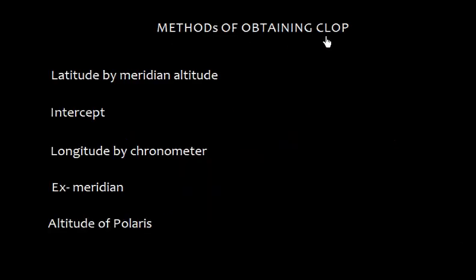So these are the methods of obtaining celestial lines of position. One is latitude by meridian altitude, one is intercept, and then longitude by chronometer or ex-meridian or altitude of Polaris.